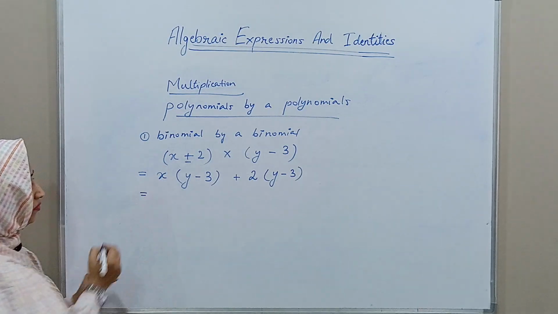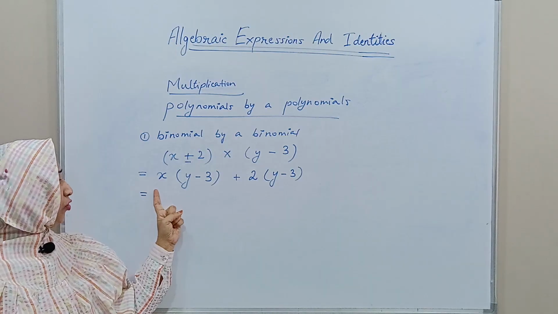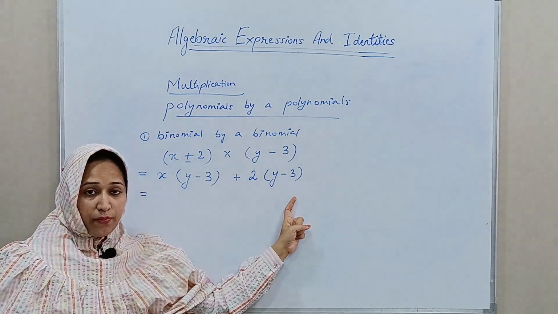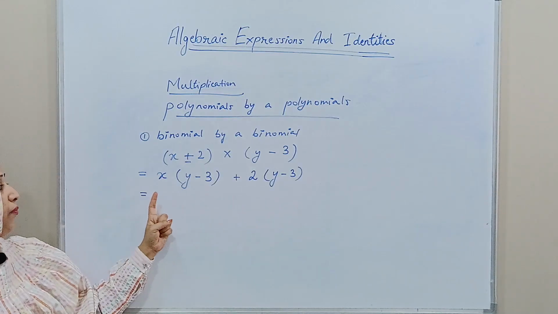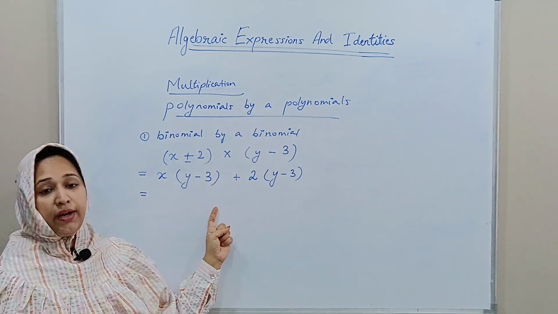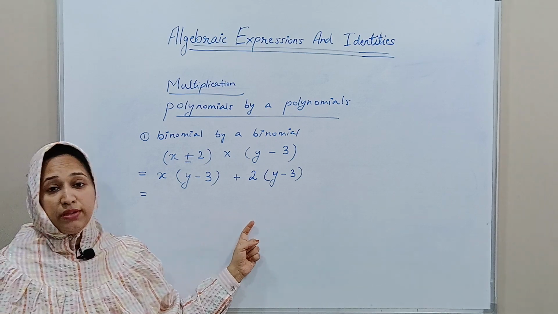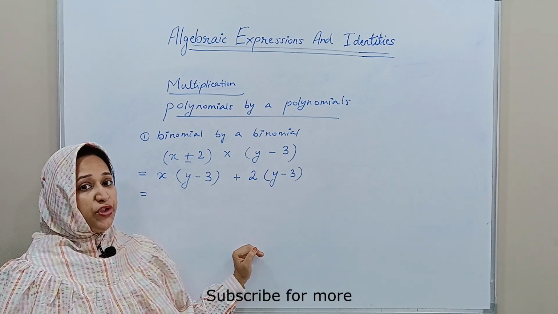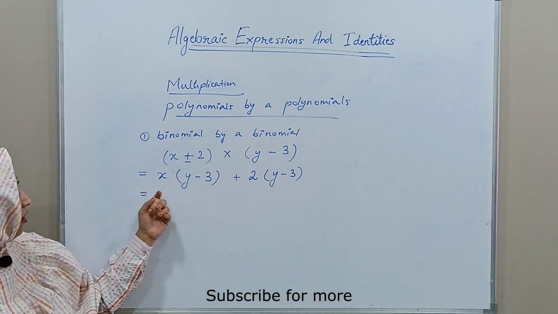So now this becomes multiplying a monomial by a binomial. Here also it is a monomial by a binomial, right? How to multiply a monomial by a binomial and a monomial by polynomials is already explained in the last video. Do go and check them. Now I'll explain them here as well.